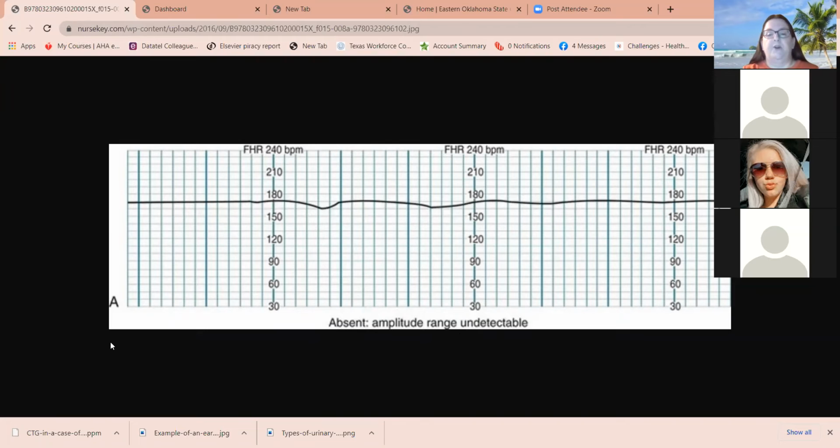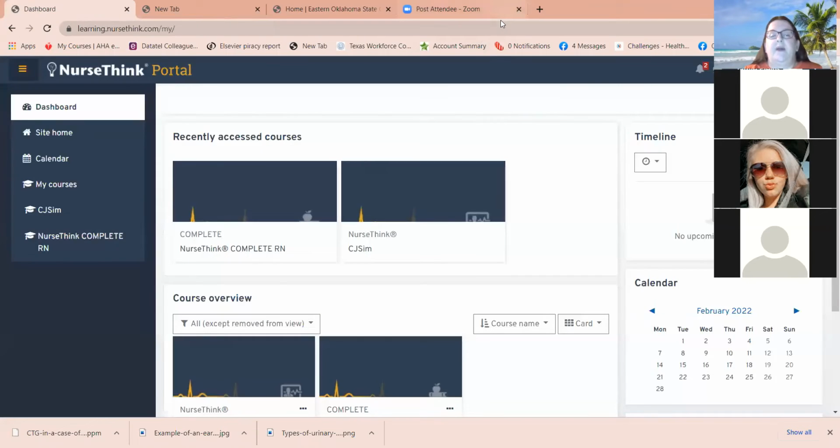Category 3. Good. Now, when you have a patient who is having late decels, do you think that the decels are more concerning if they're deep or if they're shallow? And we're talking about late decels.